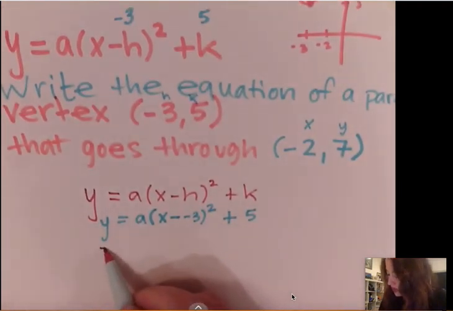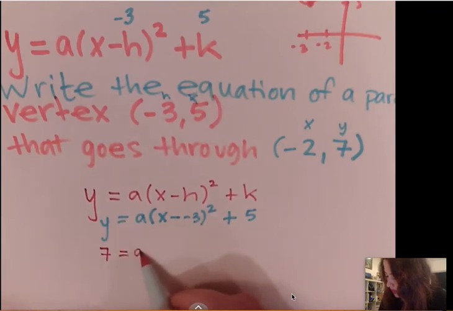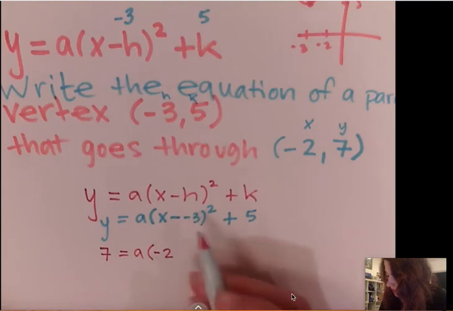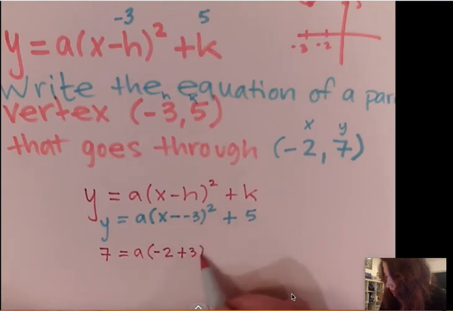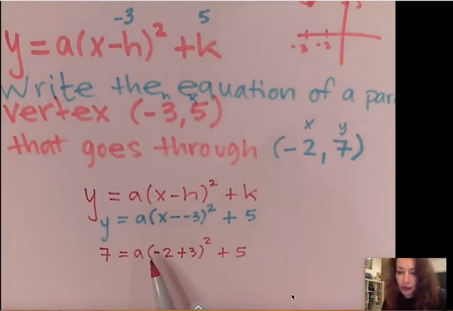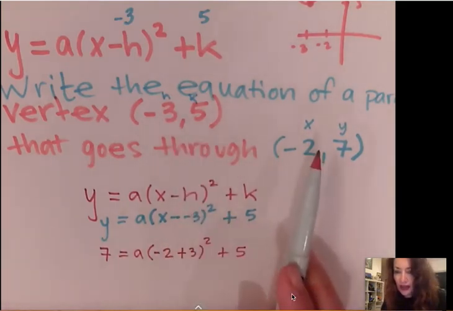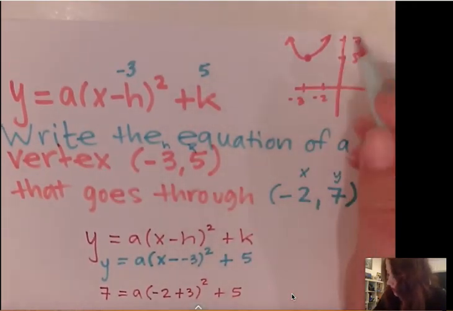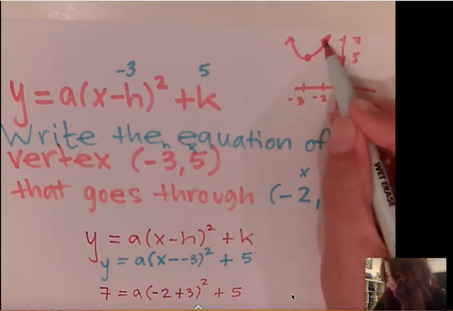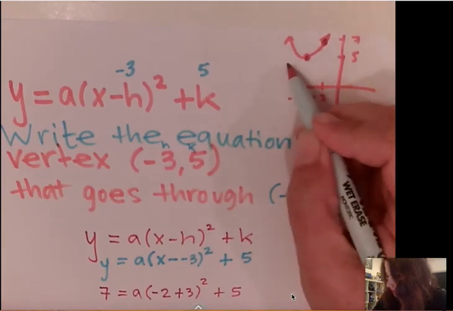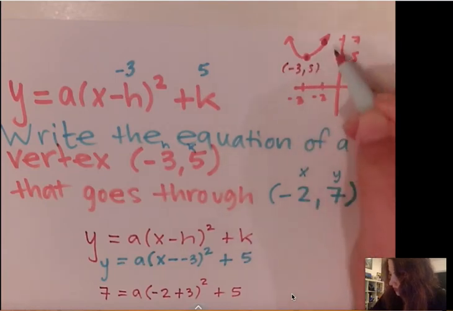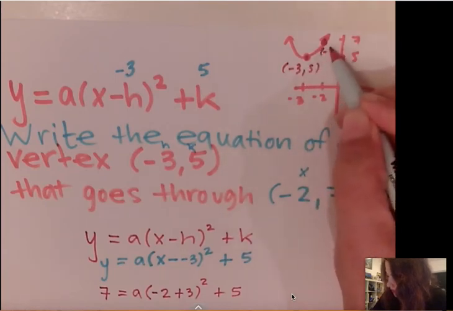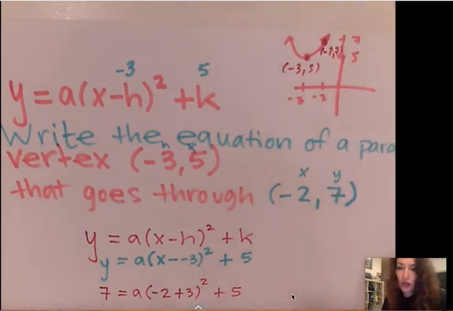So that means this will be 7 is equal to a, and the x value is -2. I'm going to go ahead and simplify that. That's +3 squared plus 5. Once I have inputted the vertex and an ordered pair x, y, which is given over here as -2, 7, I can write this right here. This is -3, 5, and this point right here is -2, 7. It is a sketch, so it is approximate.